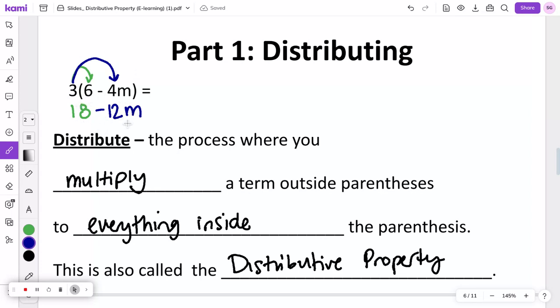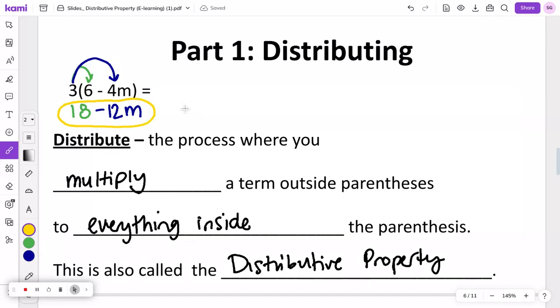Now here I've got 18 minus 12m. Sometimes people want to say that equals 6m because 18 minus 12 is 6, but we have learned we can't do that because 18 is a number and 12m has a variable. Those are not like terms. That's what the last lesson was on. So you cannot combine them. You can't simplify them or subtract them. This right here would be our final answer.